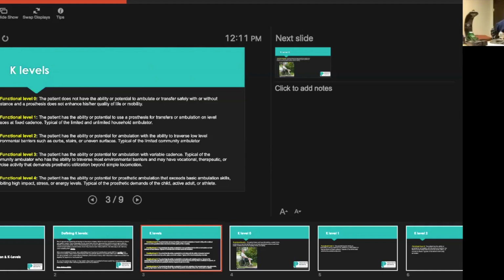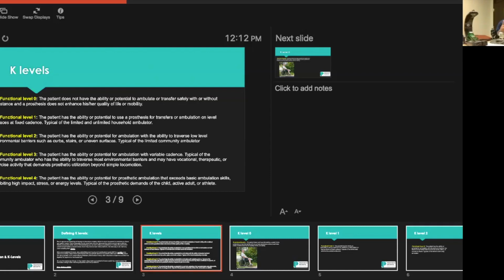So K0 would be someone who is non-ambulatory, a patient that's in a nursing home, a skilled nursing facility, long-term care. Let's say it was someone who was paralyzed as a result of a car accident, or someone who's had a stroke, for instance. As a result of having a stroke, they have paralysis on one side or the other. They were not ambulatory before their amputation, I should say.